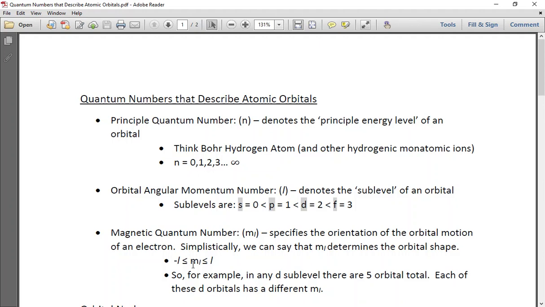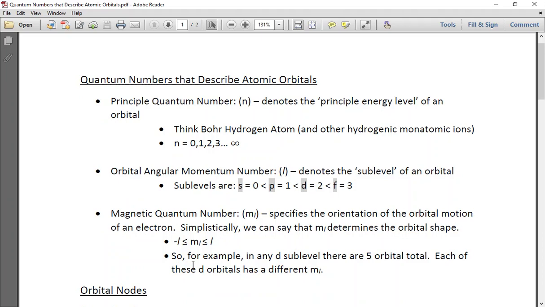Those orbitals have the same energies. Okay, so that's the term we use. We use the term degenerate when we're talking about orbital energies that are identical.